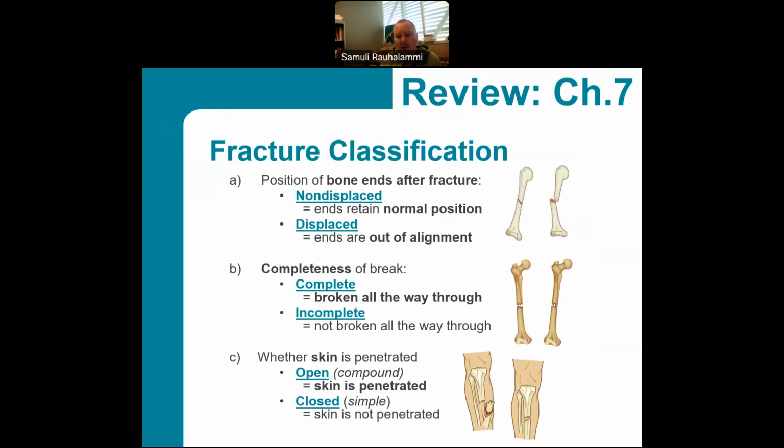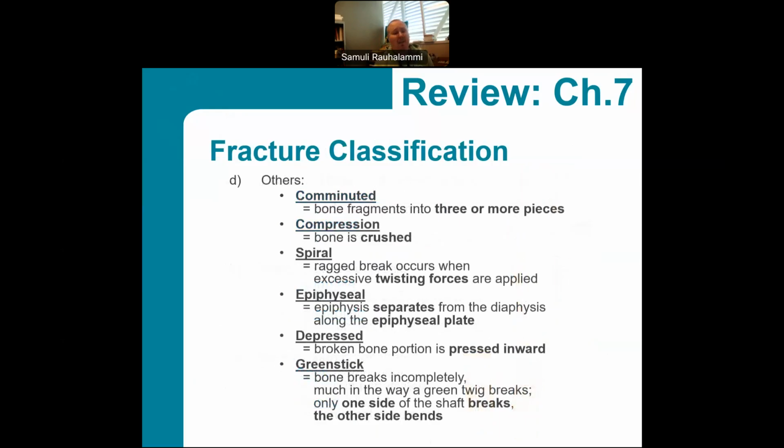And we have closed fractures, where the skin is not penetrated, but the bone is still broken. It doesn't show up on the external part of the body. It doesn't come through the skin. Obviously, there are many other classification types of bone fractures as well. You'll again get to read a little bit more of these on your own.